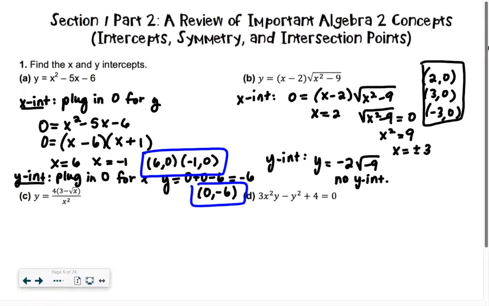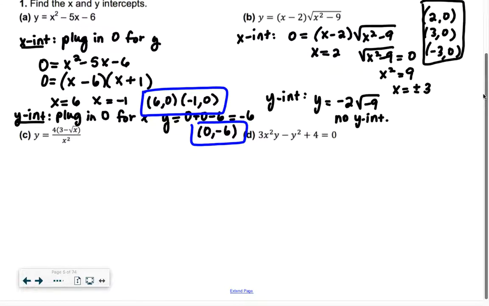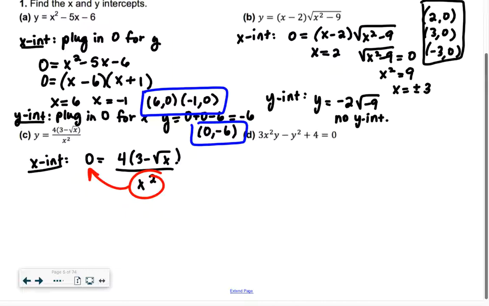All right, so same idea on the next one. So x-intercept, plug in 0 for y. So I have 0 equals 4 times 3 minus the square root of x, all over x squared. So this is one big fraction that equals 0. So the only way that a fraction is equal to 0, so think about numbers, is if I have like 0 over 7, 0 over 5, right? I need the numerator to be 0. So what I tell people a lot of times is you're thinking of multiplying that over, it just goes away. Okay, so we're not worried about the denominator, we're just worried about the numerator.